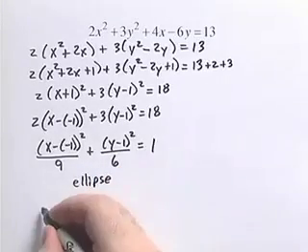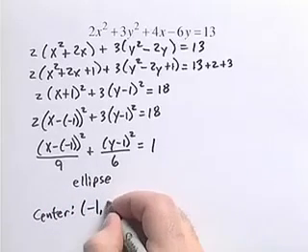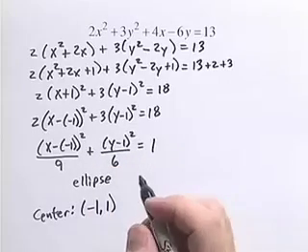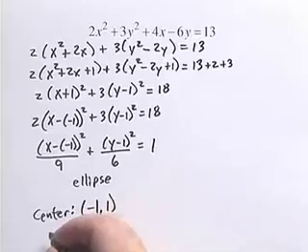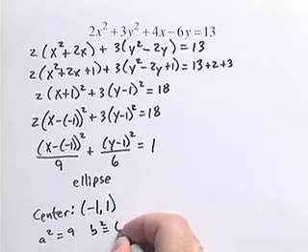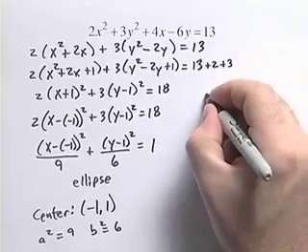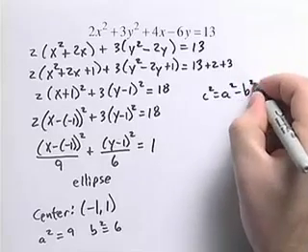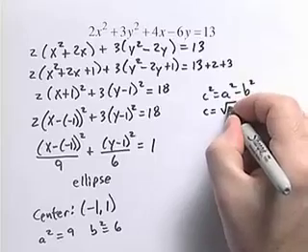The ellipse will have a center of negative 1, comma 1. We get that from the x and y parts up here. The major axis is going to be parallel to the x-axis, and we have that a squared is equal to 9, b squared is equal to 6. Using that, we can find out what c is. Since c squared equals a squared minus b squared, we'll get that c is equal to the square root of 3.